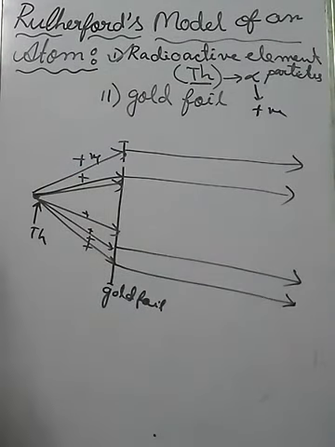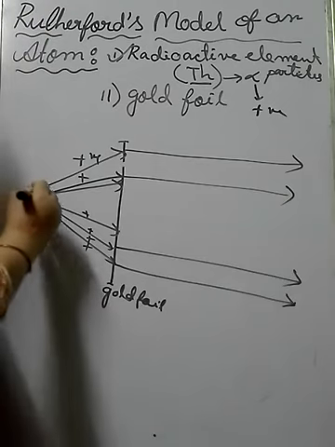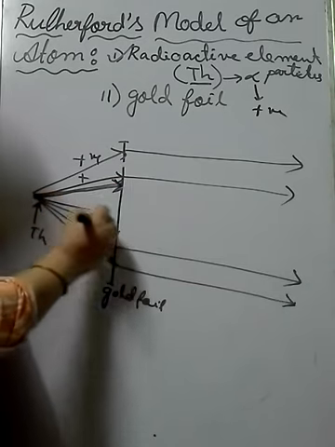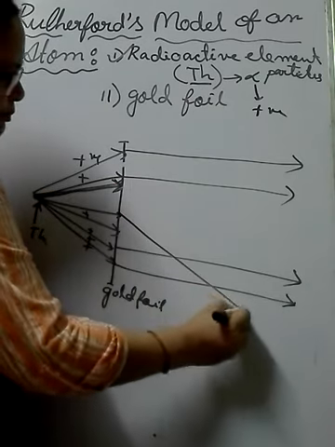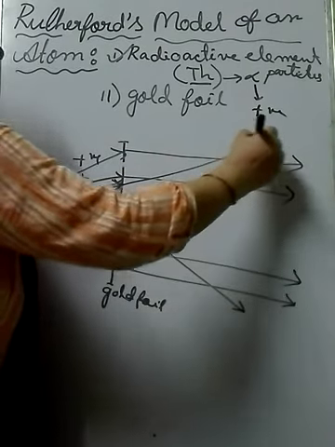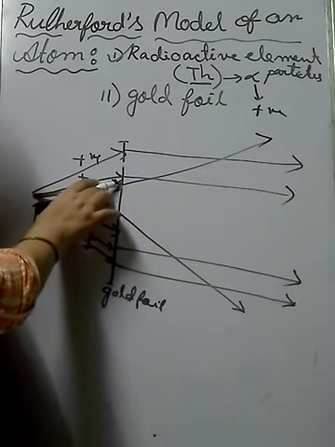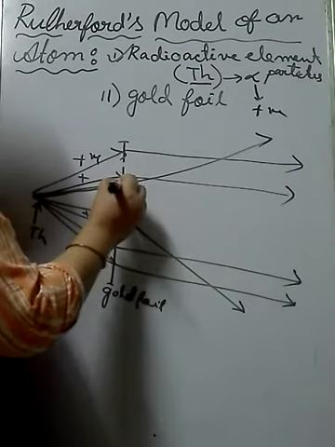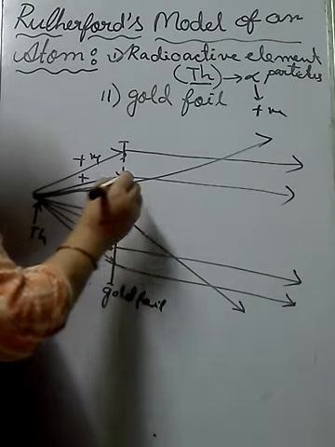Then, observation number 2, he found that a few alpha particles after hitting the gold foil bend from their direction, like this. They hit the gold foil, they pass through the gold foil also, but not going straight. They are bending with some angle, like this.